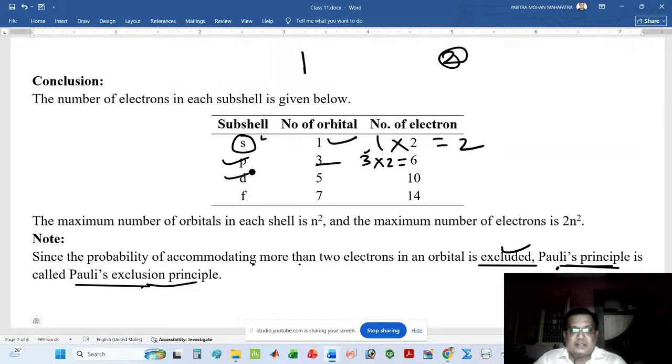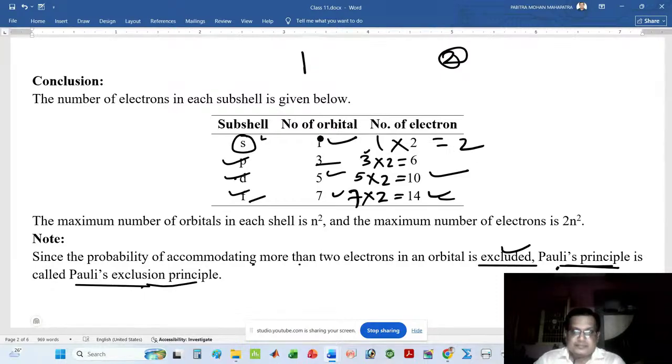Next, the d subshell has 5 orbitals. Each orbital carries 2 electrons. So 5 into 2 is equal to 10. That means the d subshell has 10 electrons. Similarly, think about the f subshell. The f subshell has 7 orbitals. Each orbital carries 2 electrons. So 7 into 2 is 14. That means the f subshell has 14 electrons.